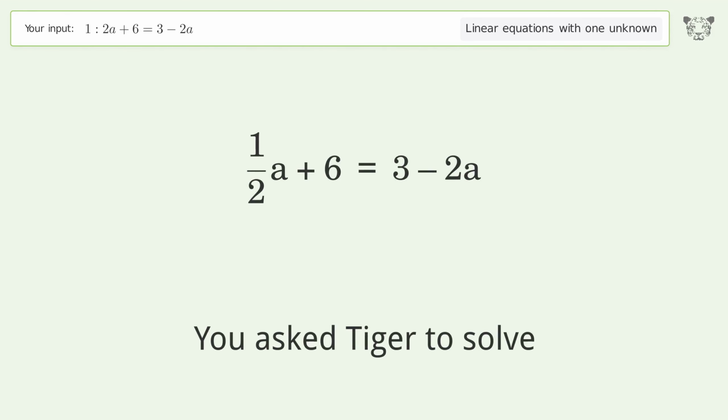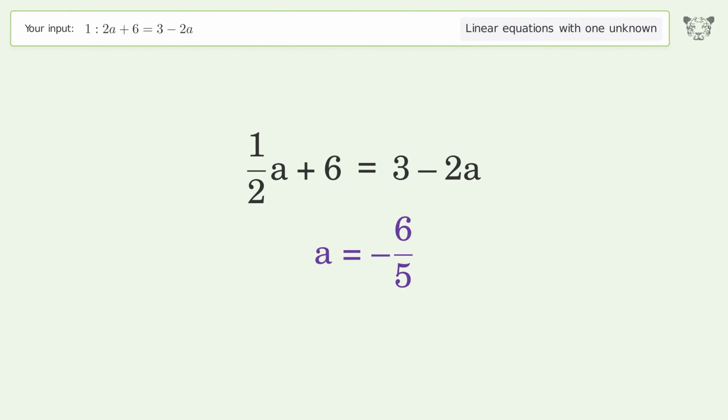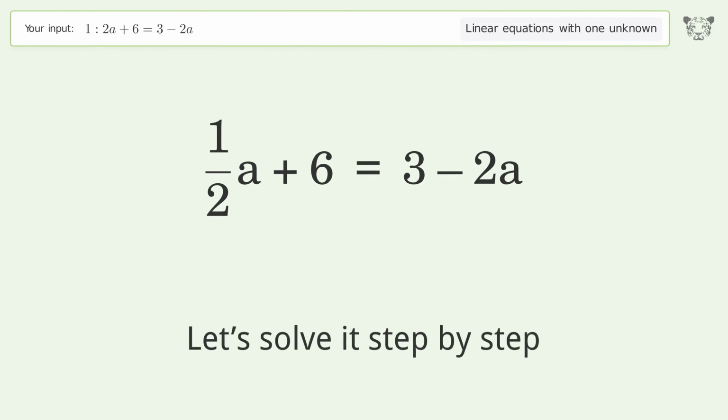You ask Tiger to solve. This deals with linear equations with one unknown. The final result is a equals -6/5. Let's solve it step by step.